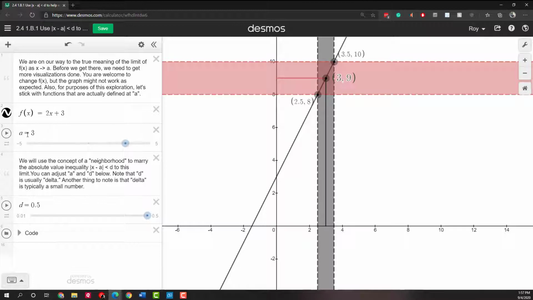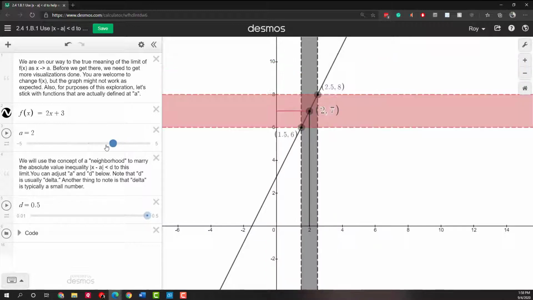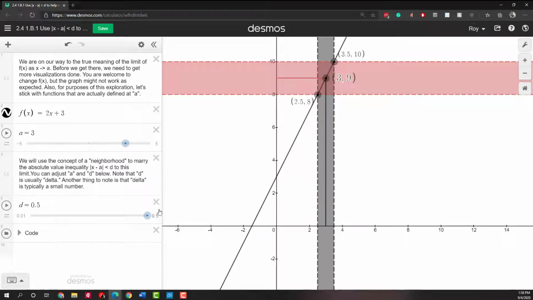I've already centered it at 3, because remember, we're looking at the limit as x approaches 3 of 2x plus 3. We'll use the concept of a neighborhood, the thing I just mentioned about that open interval, to marry the absolute value inequality that we looked at, the absolute value of x minus 3 being less than 0.001, to this limit. And you can adjust these values accordingly. If you're not interested in the limit of that function as x approaches 3, you can do it as x approaches 2 or whatever you want. But I'm going to stick with 3 for now.